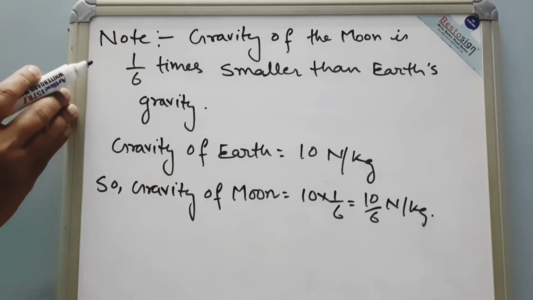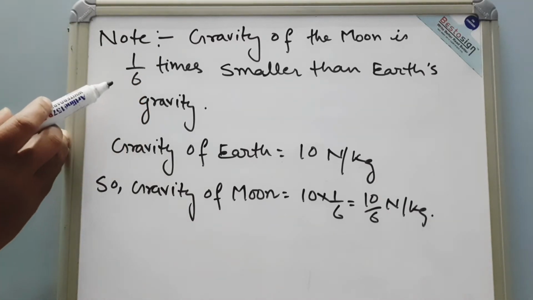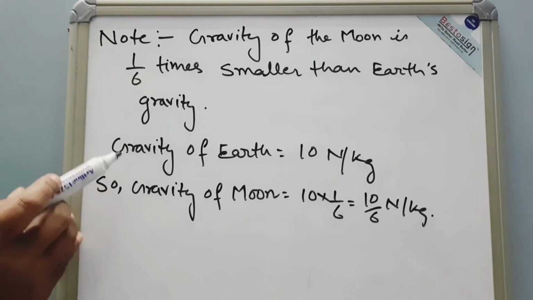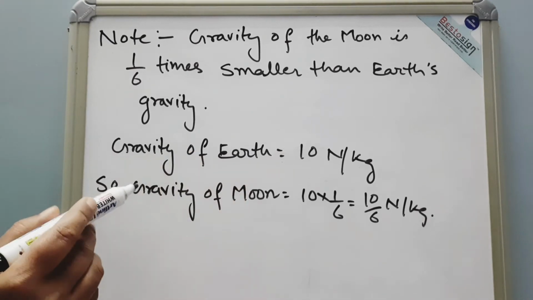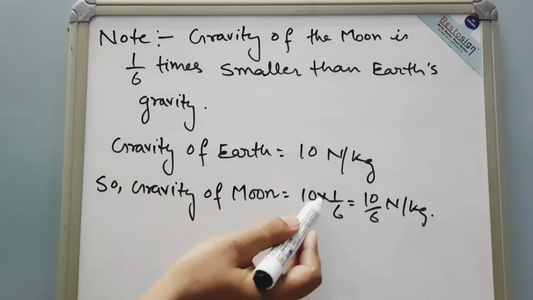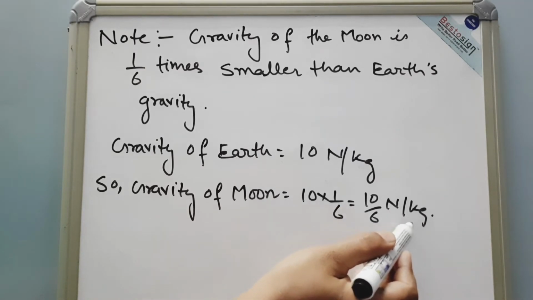Take down this as a note. Gravity of the moon is 1 by 6 times smaller than the Earth's gravity. So, since we know that gravity of Earth is 10 Newton per kg, gravity of moon will be equal to 10 into 1 by 6, that is 10 by 6 Newton per kg.